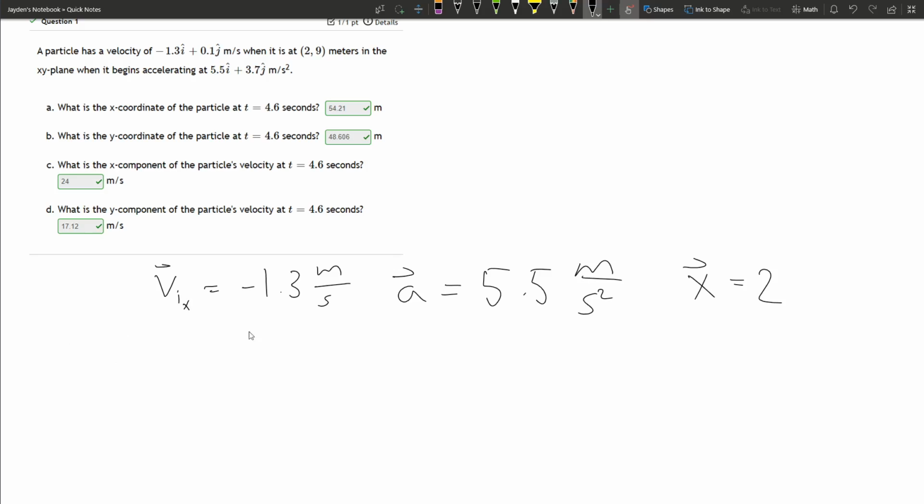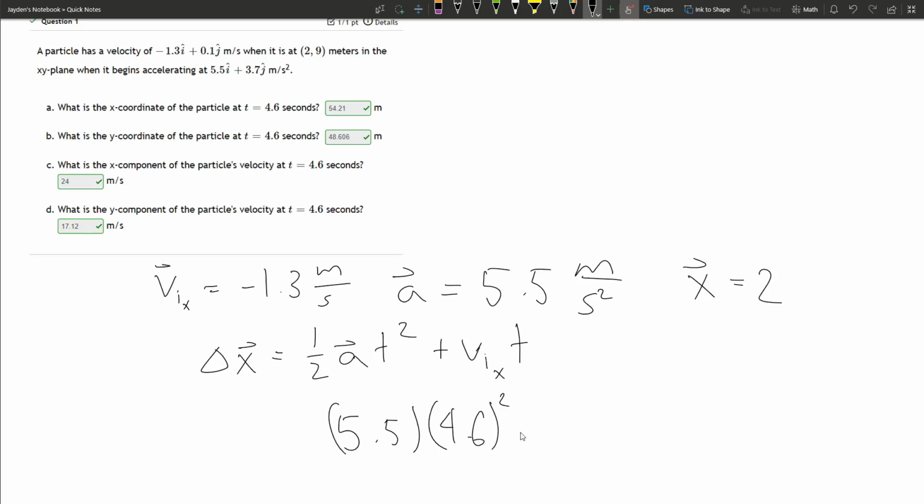Using this, we can use the formula delta x equals 1/2 a t squared plus vi x t to find the change in x. So let's plug in our values here. 5.5, t is 4.6, because that's the value we're looking for. And then negative 1.3 times 4.6. I would write units, but I'm trying to make this pretty fast.